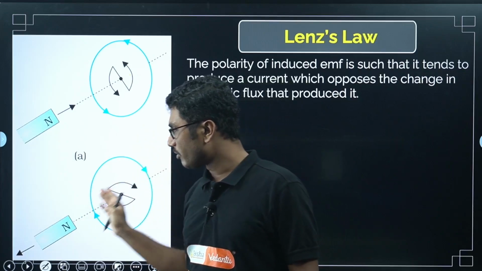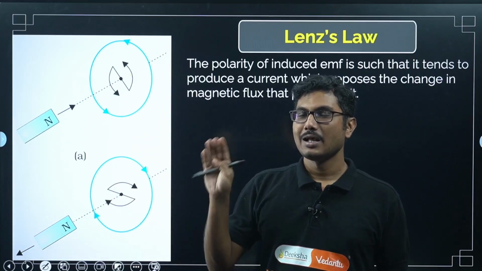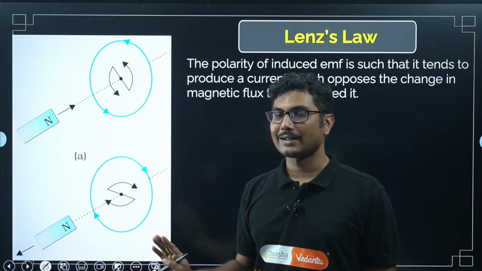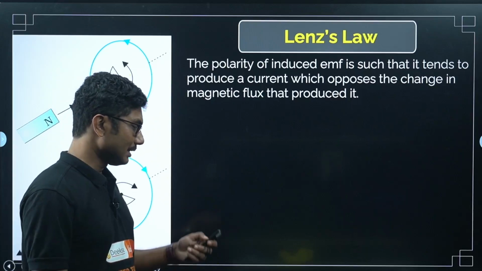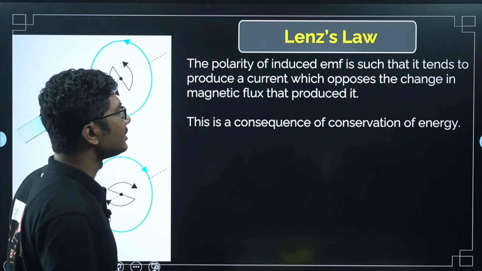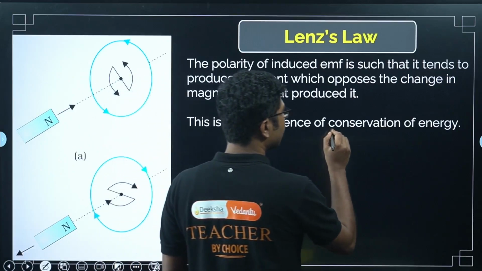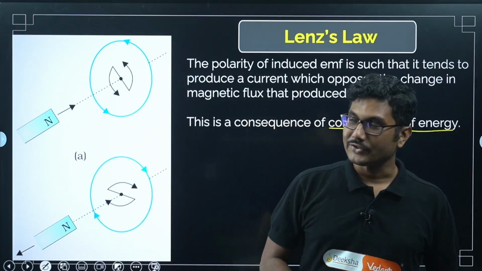Okay, so this coil is going away, so this south pole is trying to attract it and saying, okay, wherever you were at the beginning, stay there, don't move. So that is how it works, if you remember that, and this is a direct consequence of the conservation of energy. That's what I said. The reason behind this is conservation of energy.